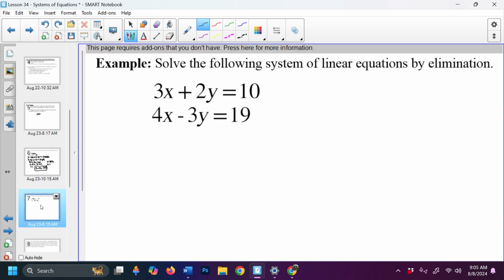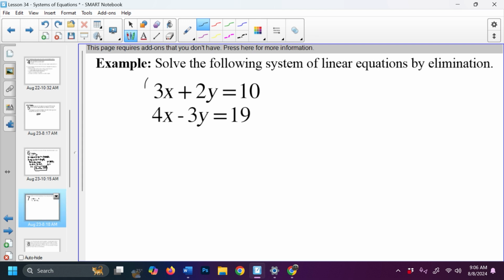Next example, solve the following system of linear equations by elimination. Now when I look at this equation, I am going to want to multiply both of these equations so that I can get a factor of -1 in either the x's or the y's. I don't think there's necessarily a quote-unquote easier variable to solve for, but I'm going to make it so I can cancel out the y's because I think that I can keep the numbers smaller by canceling out y's first.